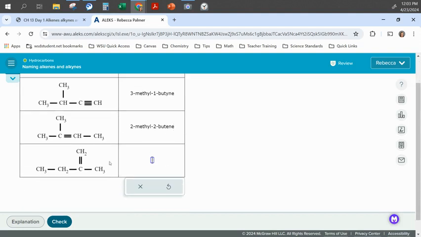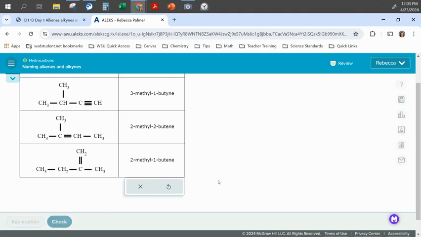Okay, next one. This one I could go 2 ways. I have to go this way because I have to include the double bond in the main chain. So this is the double bond, the ene, at the 1 position. The methyl group is going to be at the 2 position. So this is going to be 2-methyl-1-butene. The ene, the double bond, is at the 1 position.